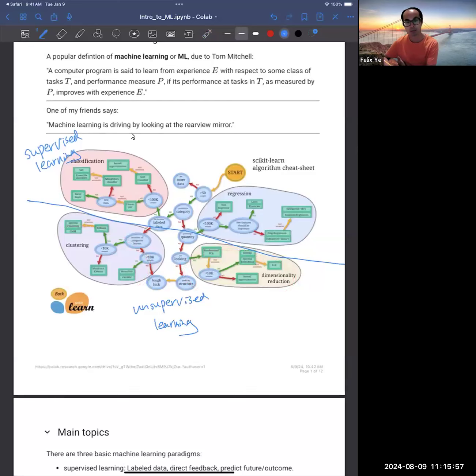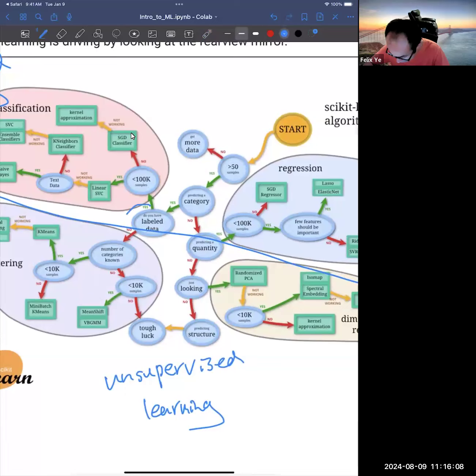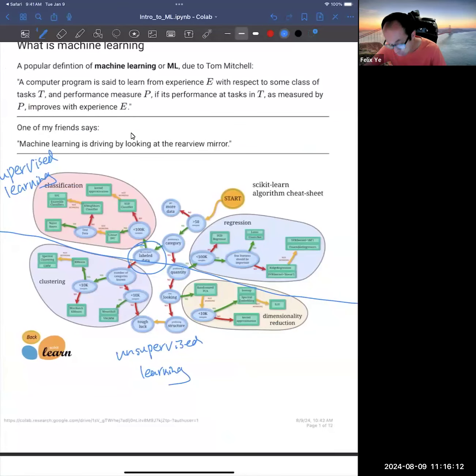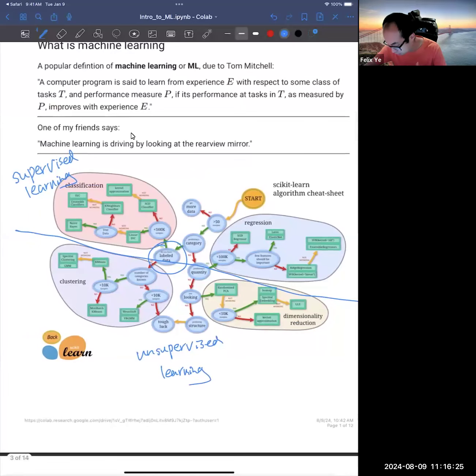Okay. So what is the difference between supervised learning and unsupervised learning? It comes down to whether you have labeled data. If you don't have labeled data, it's usually unsupervised learning. If it has labeled data, it will most likely be supervised learning. We will talk about this in detail later on.